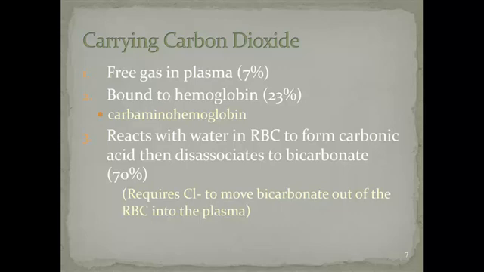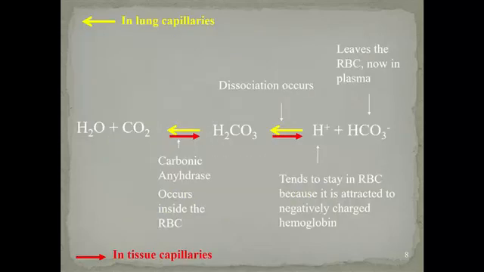So let's look at this equation in more detail. The equation is across the middle of the slide here. As carbon dioxide diffuses into the blood, it mixes with the water inside the red blood cell, and an enzyme called carbonic anhydrase converts it to H2CO3, also known as carbonic acid. So this is water, this is carbon dioxide, this is carbonic acid. This reaction, the red arrow, must occur inside the red blood cell because that's where the carbonic anhydrase is. Carbonic acid dissociates because it's a weak acid into the hydrogen ion and bicarbonate. So H+ is the hydrogen ion and HCO3- is the bicarbonate.